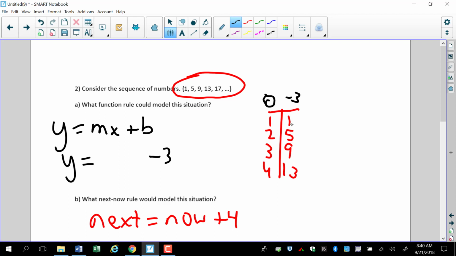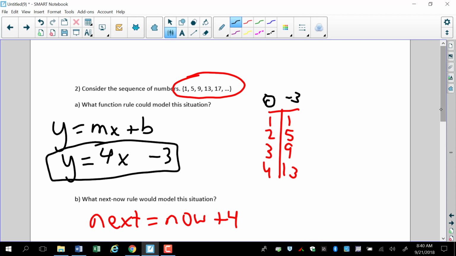But we also know it's going up 4 every one. So our slope is going to be 4. And there's your function rule. There's your next now rule. And that's how you can do it if you're given a sequence of numbers.